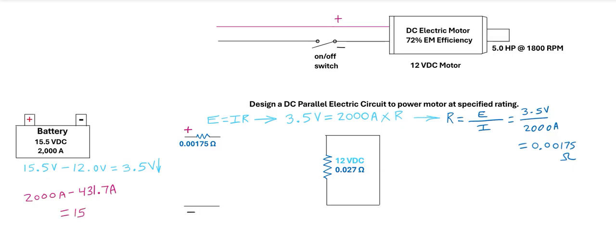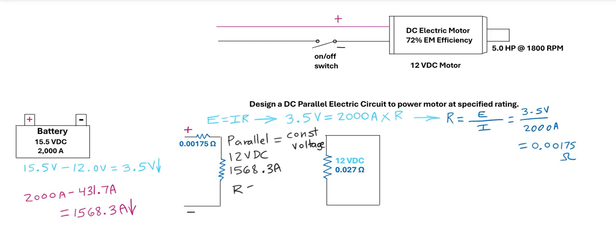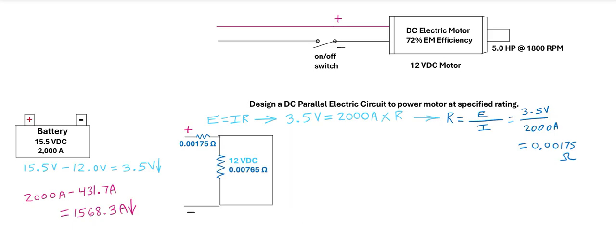And then we actually have to drop the current on parallel. Remember, we get voltage drops on series, and here we get current drops on parallel. So we actually have to recalculate that resistance value. The parallel resistor is going to drop 1568.3 amps of current. So this time we just divide E by I to get R. We calculate 0.00765 ohms at 12 volts on the parallel resistor.